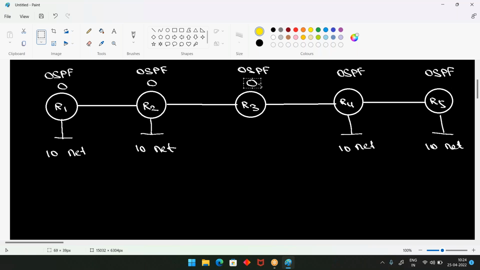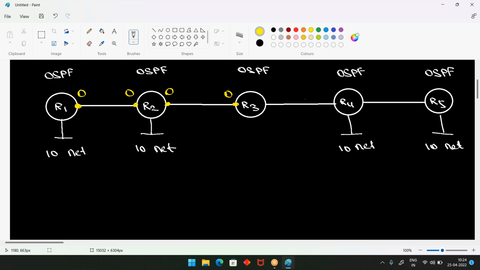Then what can we do here? I can put it here. You can check this. What can I do this time? In this interface, I can configure the area 0. In this interface, I can configure the area 0 as well.